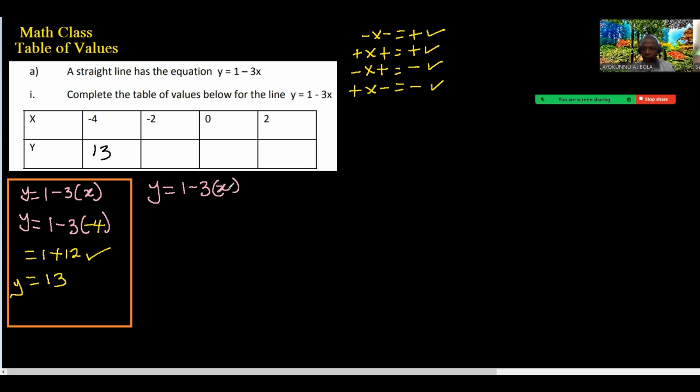Then we have y equal to 1 minus 3. What should I put in the bracket now? -2. Minus 2. So can you guess what my answer is going to be? 1 plus what? 6, right? Yep. How did I get 6?